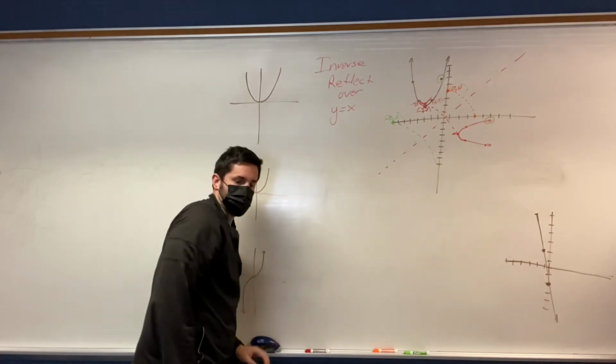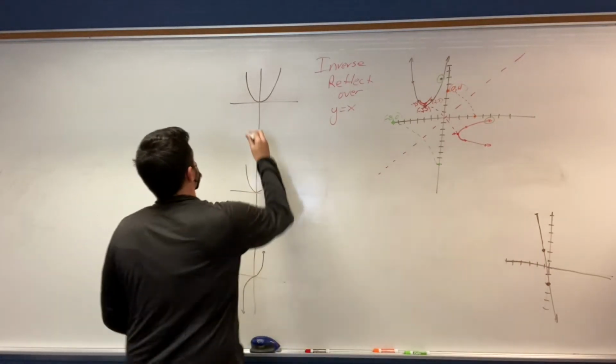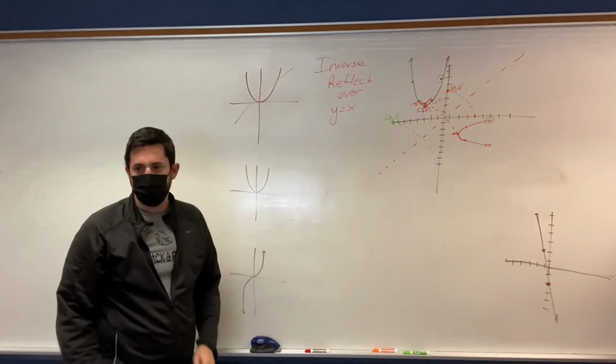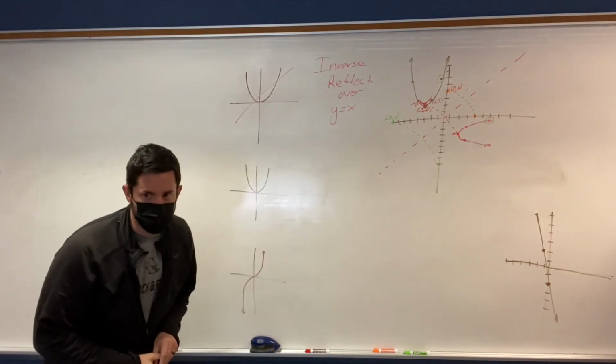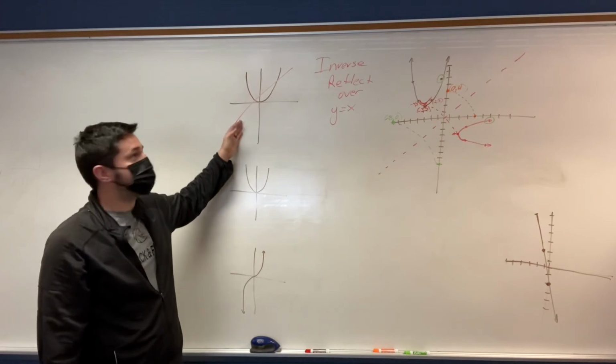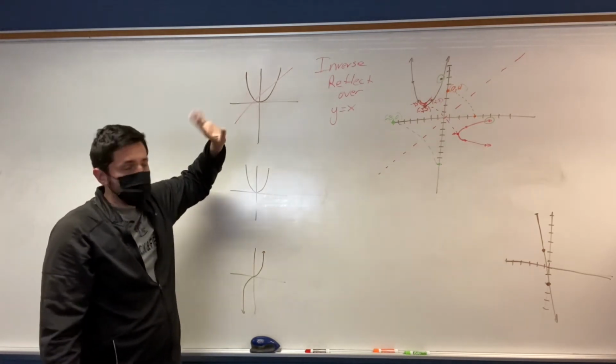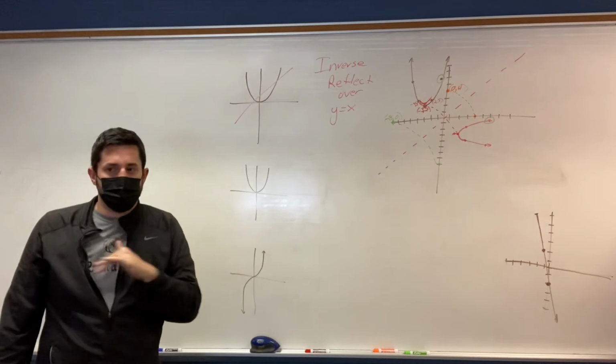Where'd marker go? Oh, here we go. They gave us something that looks like this. Is that an inverse? No. Not even close. It's not even the same parent function, right? That's a line, linear line, and that's a quadratic. X squared, no. So that is not an inverse whatsoever.